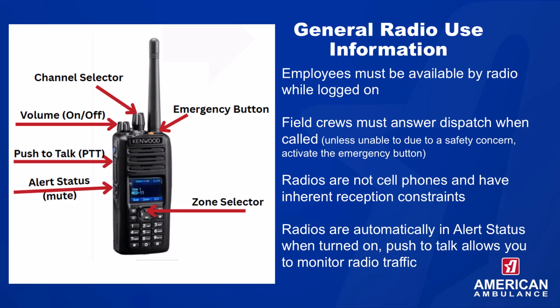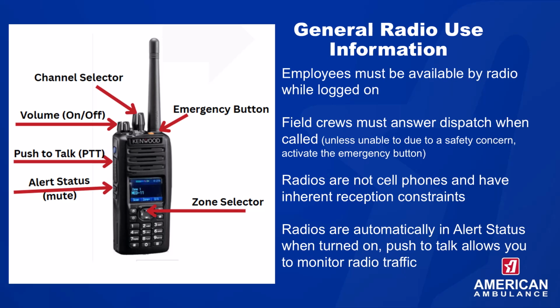The channel selector allows the user to switch between channels within the different zones. The volume knob also turns the radio on and off. When turning the radio on, it will automatically be set to an alert status. This mutes the radio traffic while allowing the HT to be toned out by dispatch. The tones received by the HT are volume dependent, and the volume needs to be turned up in order to hear them. The initial beep you hear when turning the radio on is how loud the tones will come through.